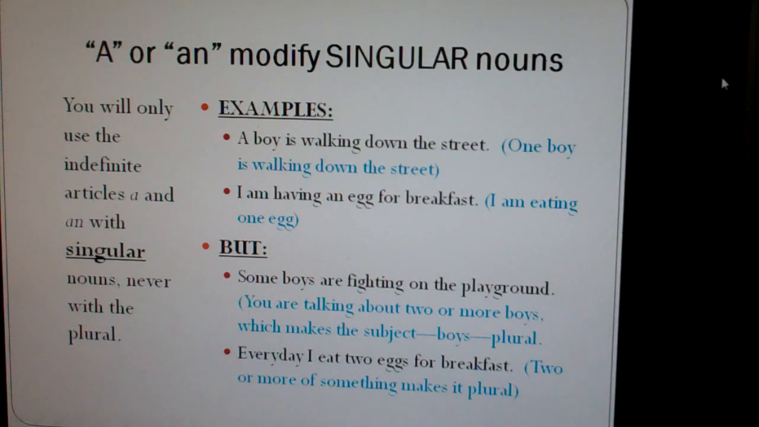But some boys are fighting on the playground. You are talking about two or more boys, which makes the subject boys plural. Therefore, you do not use a or an. Every day I eat 2 eggs for breakfast. Two or more of something makes it plural. Therefore, you do not use a or an in this sentence.